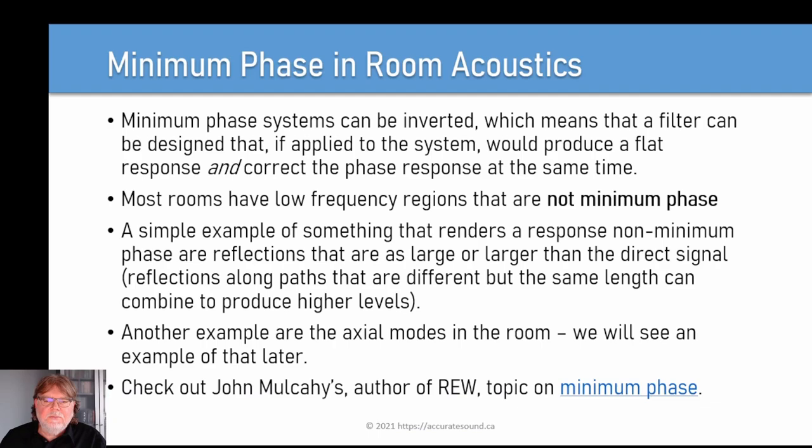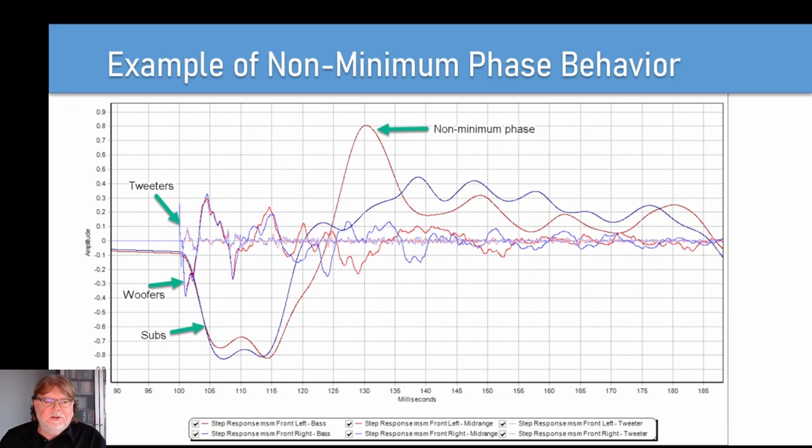Here is an example of non-minimum phase behavior. This is a great example. So this is a digital tri-amp system. We can see the tweeters arriving first, the woofers arriving second, and the subs arriving a little bit later. But we notice that one of the subs in the room causes what would be deemed a maximum phase peak, obviously not a minimum phase response, some 30 milliseconds after the direct sound.